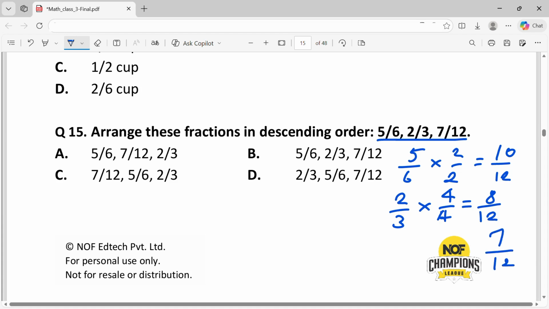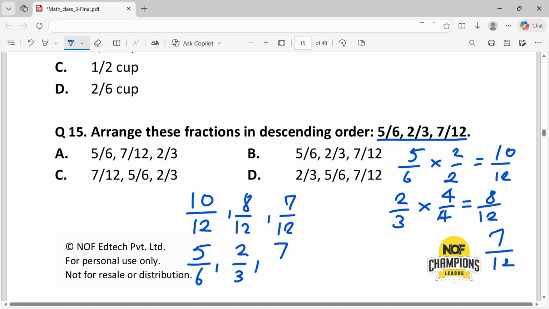Now arranging these in descending order, that is from largest to lowest, that is 10 by 12, 8 by 12, 7 by 12. 10 by 12, that is 5 by 6, 8 by 12, that is 2 by 3, and 7 by 12. From the given options, the answer is B, 5 by 6, 2 by 3, 7 by 12.